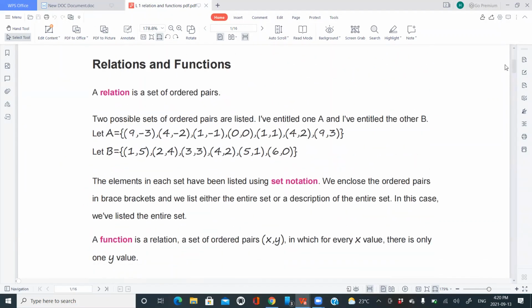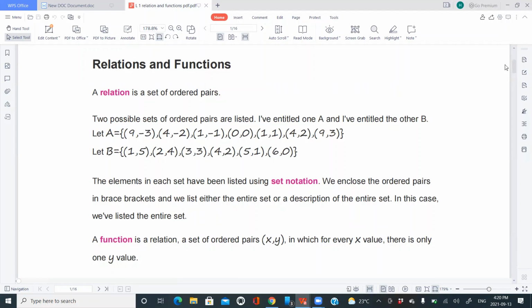Can you tell me the difference between a relation and a function? A relation is a set of ordered pairs, and a function is a set of ordered pairs in which for every x value there is only one y value. Yeah, so what you told me is actually the definition of a function. Every x value has a single value of y. That is the definition of a function.